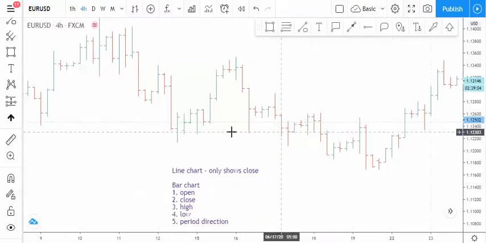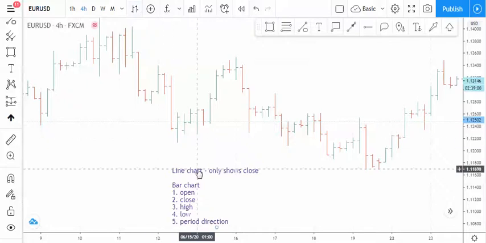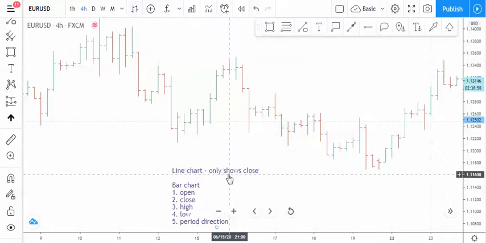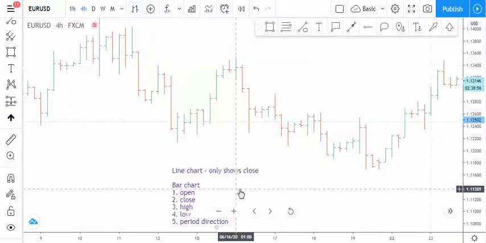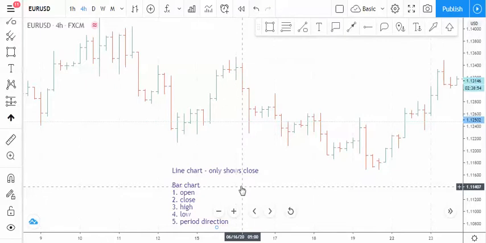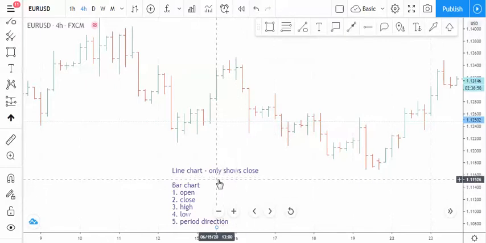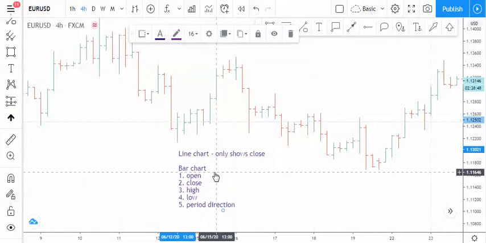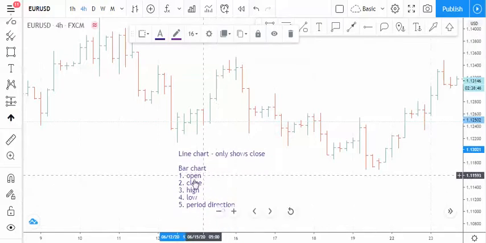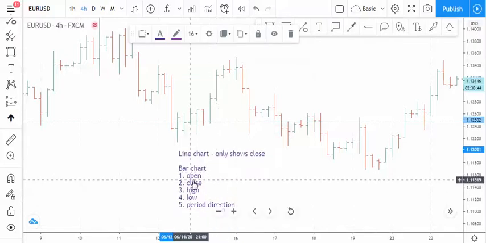So you can see right off the bat here, the line chart is not as useful, not as effective for trading. It doesn't give you a lot of information, just gives you one piece of information. Not much you could do with it. The bar chart does give you five pieces of information in total, and so it's a lot more useful.